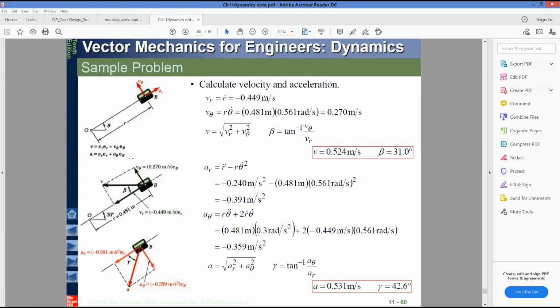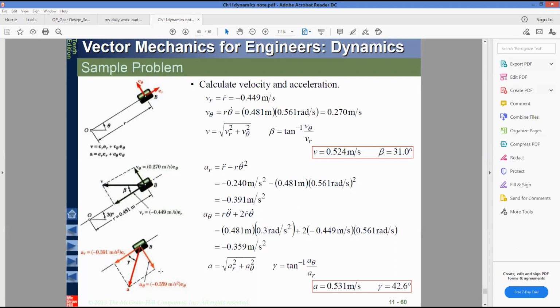Here the acceleration is also a_r e_r plus a_theta e_theta, and the a_r component, you can see in this equation, is nothing but r double dot minus r theta dot squared. So put the respective values here, and similarly find out a_theta by putting their respective values, and the total acceleration. Here you can see in this figure that a_r is minus 0.39, which indicates the direction towards the center, and the acceleration a_theta, minus 0.359, also indicates towards the center.